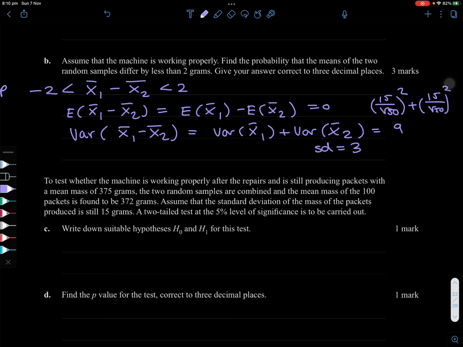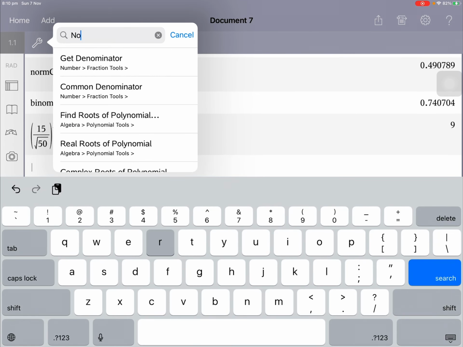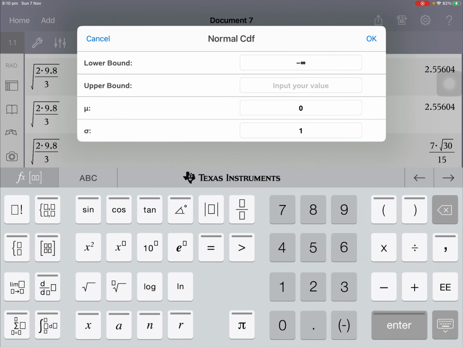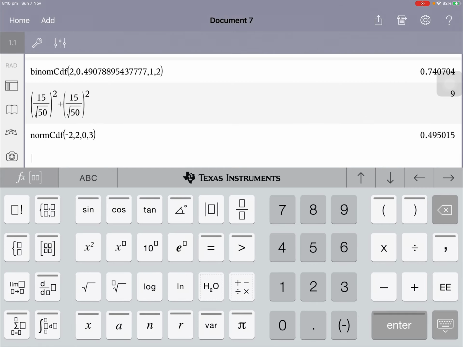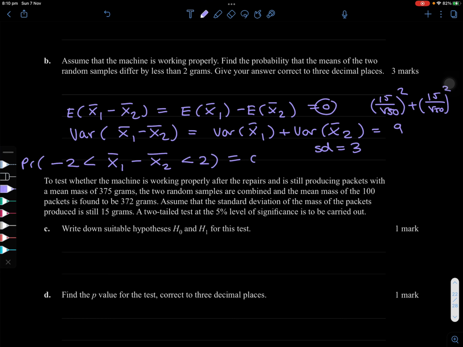Now to work out the probability of it being in between that, we can use our normal distribution with a mean of 0 and standard deviation of 3. So going here, normal CDF, lower bound is -2, upper bound is 2, mean is 0, and our standard deviation is 3. That gives us 0.495. It wants it to 3 decimal places, so the chance of this happening is 0.495.